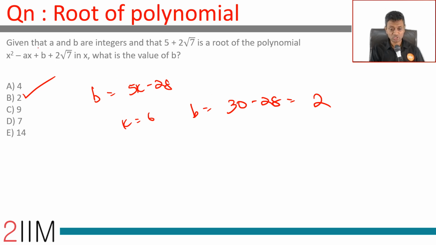Brilliant question. Sum of the roots we know, product of the roots we know. Sum of the roots is a, product of the roots is this. The sum of the roots does not have an irrational component, the plus 2 root 7 part. So the other root should be of the form some integer minus 2 root 7. Use that idea and then find b. Absolutely delightfully brilliant question.